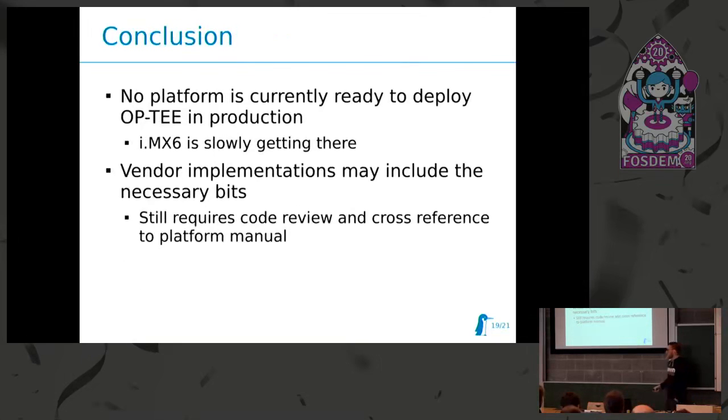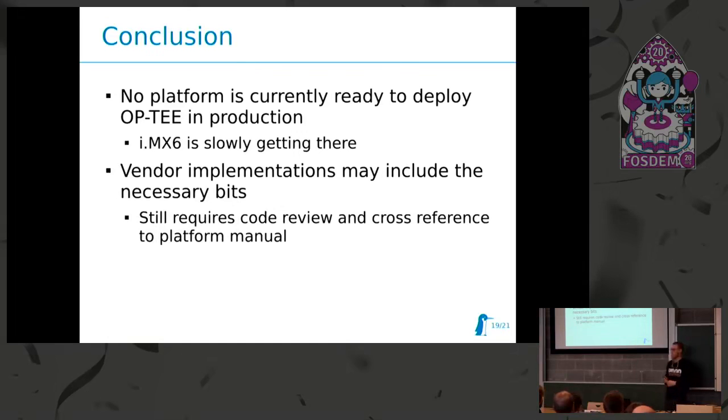So in conclusion, there's no platform which is totally secure at the moment in upstream Opti. I'm slowly getting IMX6 to a state where I can say if you enable the correct switches and ensure that you use high assurance boot, your Opti should be secure enough. And vendor implementations may include the necessary bits. Because Opti is BSD 2-clause licensed, downstream vendors do not necessarily have to open source their implementations, but sometimes you can bug them, or sometimes they release them as well, and then you can look at their implementations.